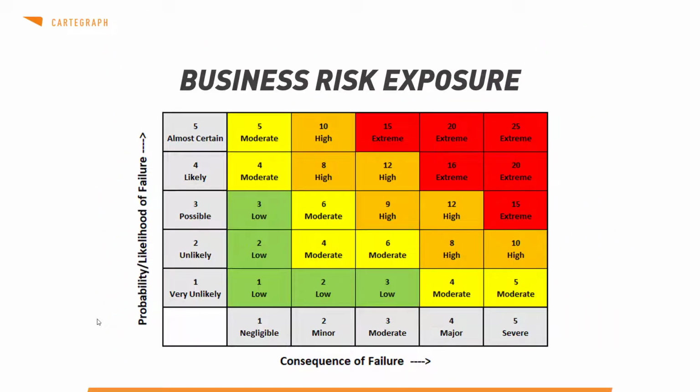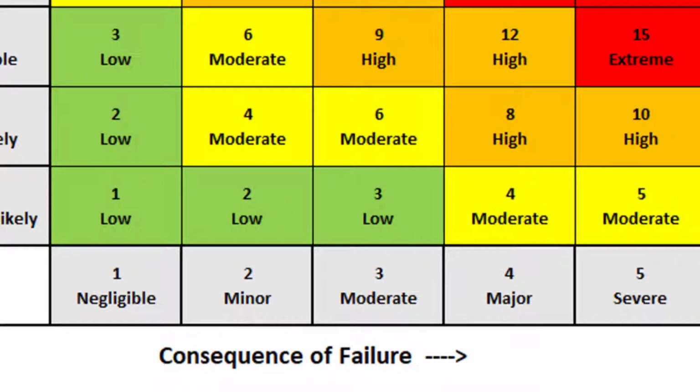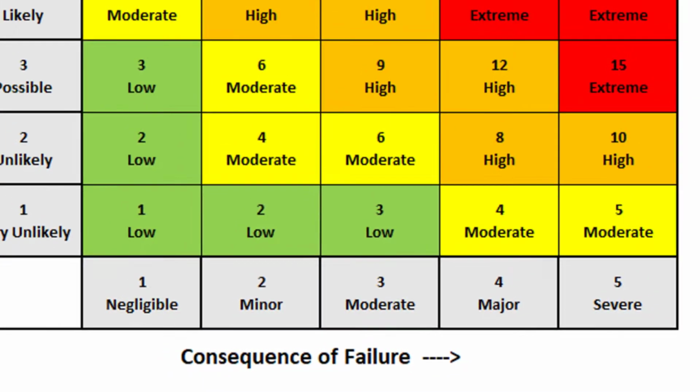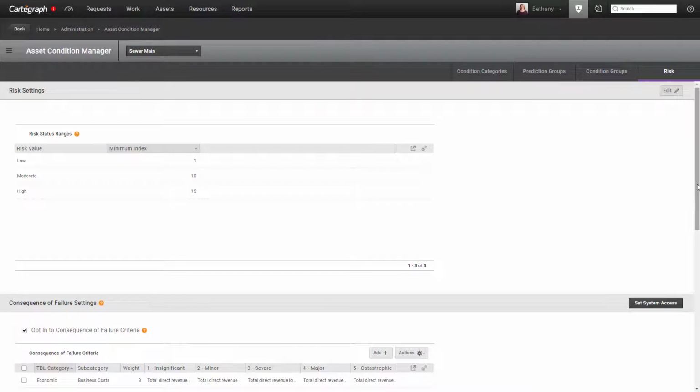The consequence of failure means what is the impact if this asset fails. Each asset will have a 1 to 5 consequence of failure score based on asset type specific criteria. The consequence of failure criteria is set up in Asset Condition Manager in the Risk tab.